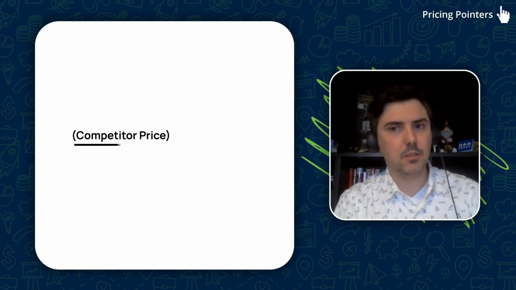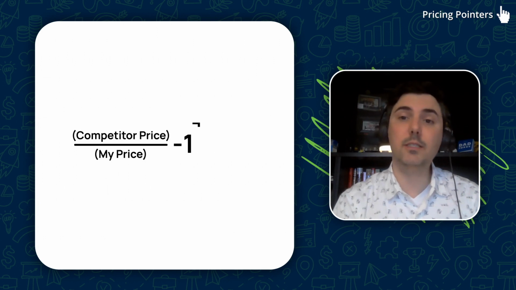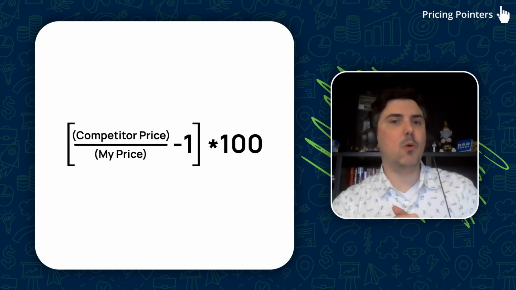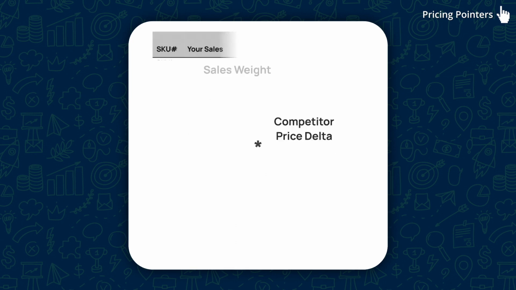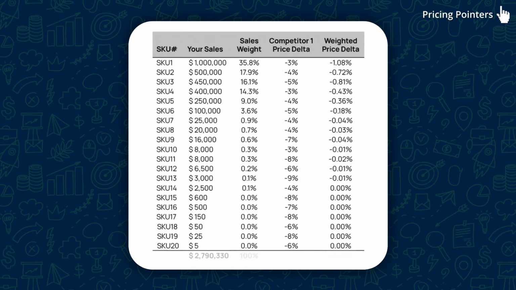That column that's the competitor price delta calculation, we're doing the competitor price divided by my price minus 1 times 100. What about that weighted price delta? We calculate that on a line item basis, so it's sales weight times competitor price delta. You add all those things together, and that becomes the weighted price delta, which for competitor 1, again, is negative 3.73%, which of course means that they're almost 4% below where I am.